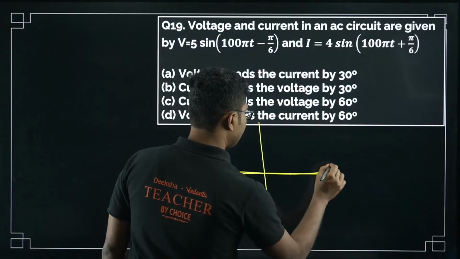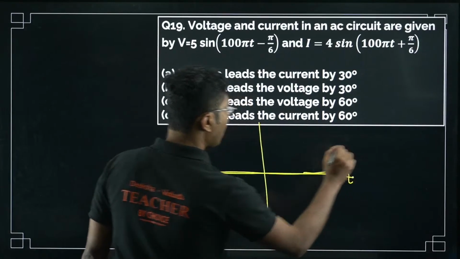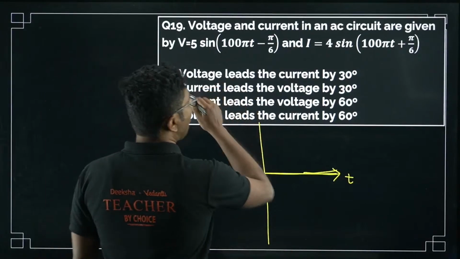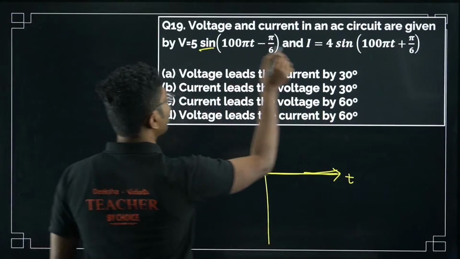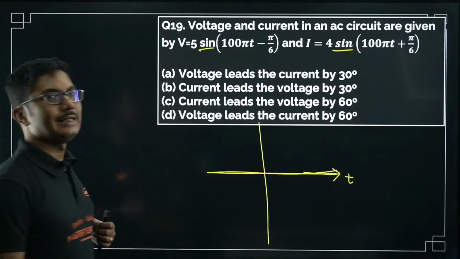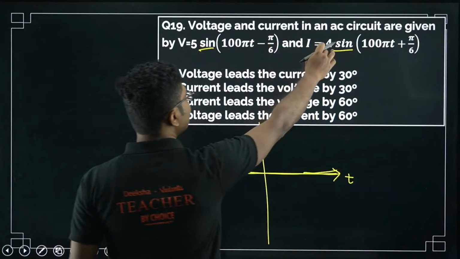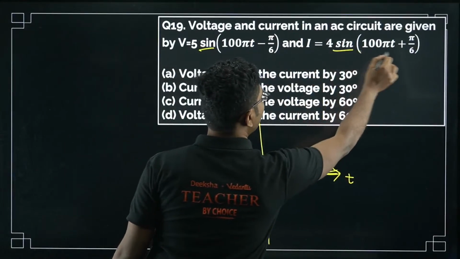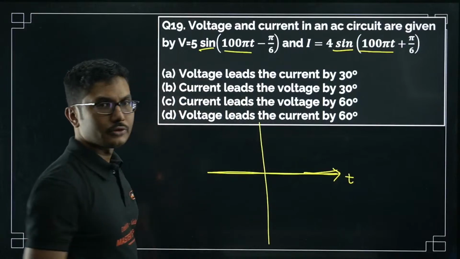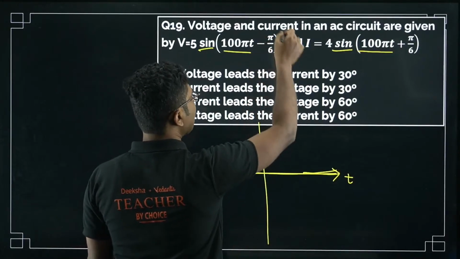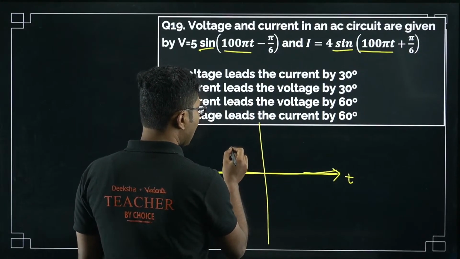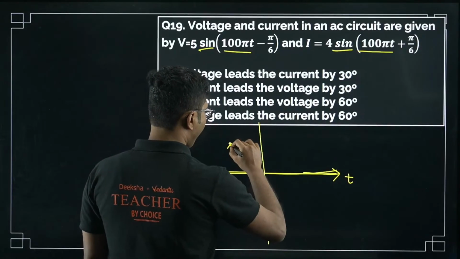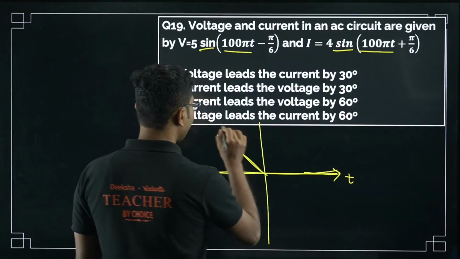Okay, so this is the time axis. First we have to understand whether both of them are sine or not. Both of them are sine. This magnitude is not required. So first of all we have to see whether both of them have the same omega or not. That is also checked. So minus pi by 6, what is the meaning of minus pi by 6? Minus pi by 6 means it is in the 4th quadrant. This voltage is in the 4th quadrant.